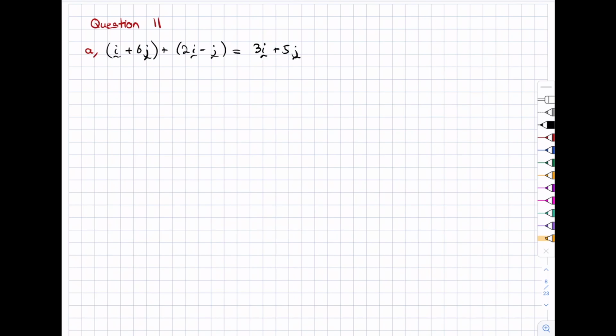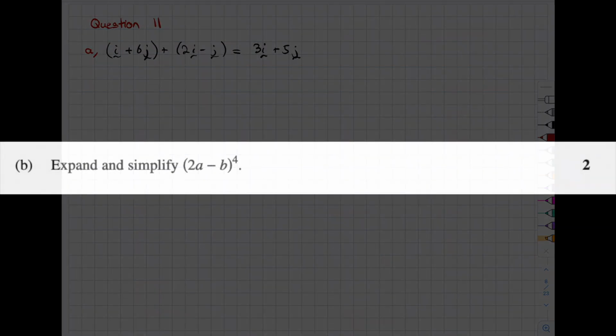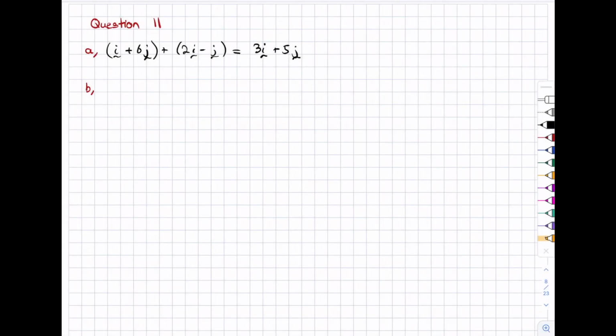1 mark. Part B. Expand and simplify (2a minus b) to the power 4. Okay, so here we want to expand (2a minus b) to the power 4. And this looks like a binomial expansion. So you could really do this in a couple of ways. You could just physically expand this out, which would be a little bit tedious, but it still would work. You could use Pascal's triangle, or you could try to actually use the binomial theorem. I'm going to try to use the binomial theorem here.